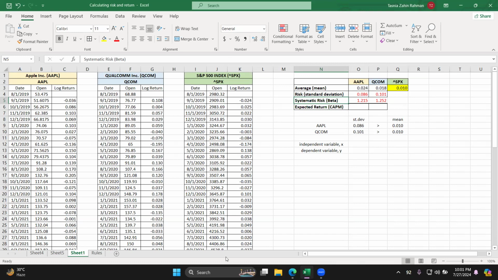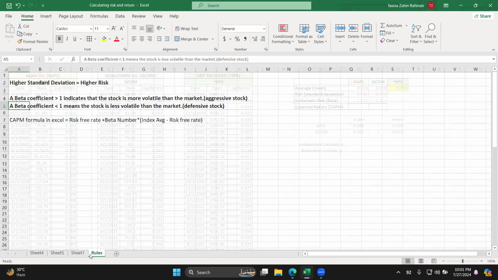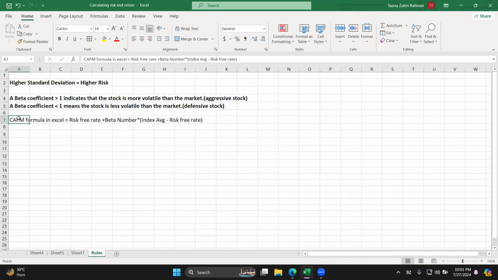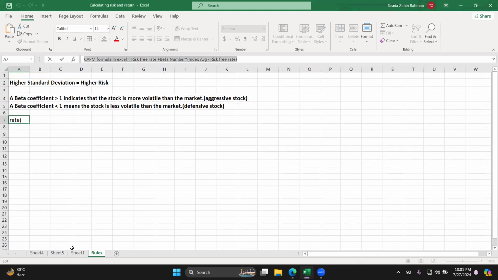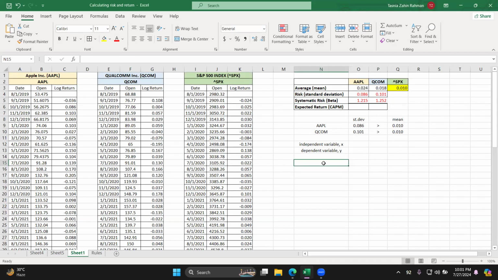The formula here is, let's copy this formula so it is easier for us. It is risk-free rate plus beta number into index average minus risk-free rate. So here we already have found out the beta number here. And we also have the index average. What we need here is the risk-free rate.